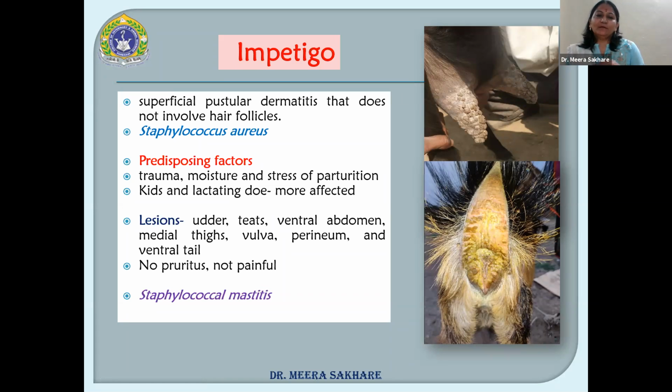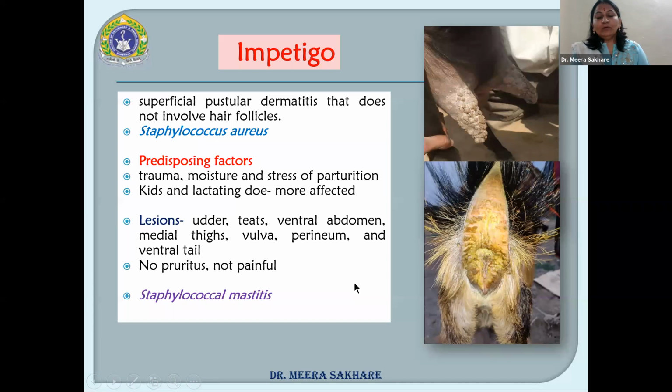So it is known as superficial pustular dermatitis. As the name itself says, these superficial pustules are observed in this disease, and there is an invasion of the bacteria Staphylococcus aureus. Here in this photograph, we can see these scabby, pustular superficial lesions observed on the udder or on the teats of the animal, or on the base of the tail. Here on the base of the tail, we can see pustular lesions.